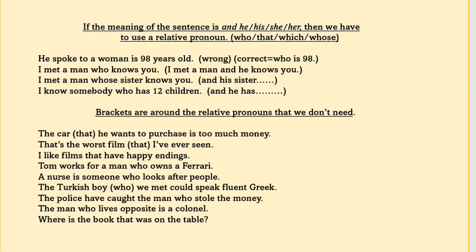So if the meaning of the sentence is and he or and his and her or she, then we have to use a relative pronoun. Who, that, which, whose. So he spoke to a woman is 98 years old. So that's wrong. You have to use who is 98.